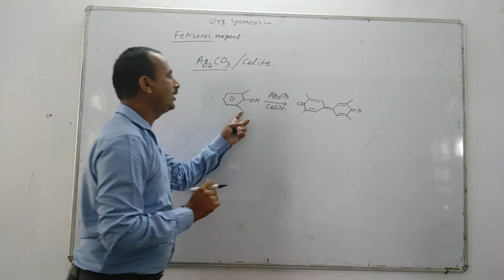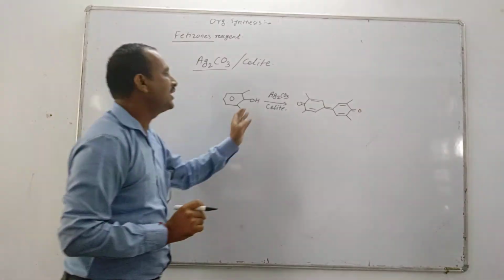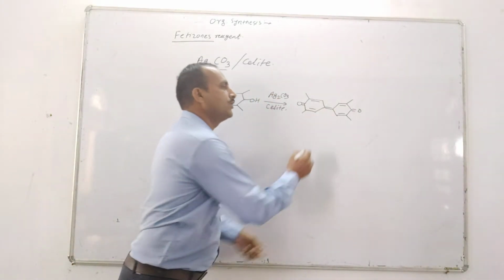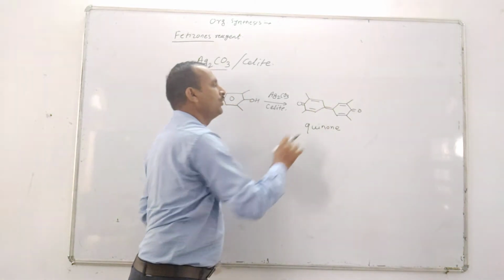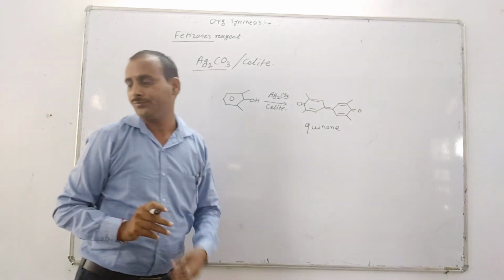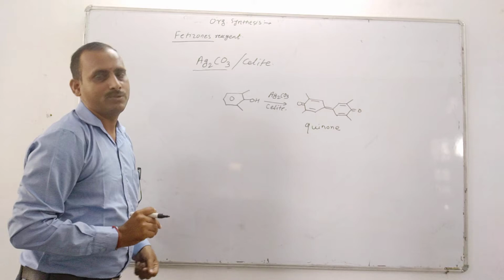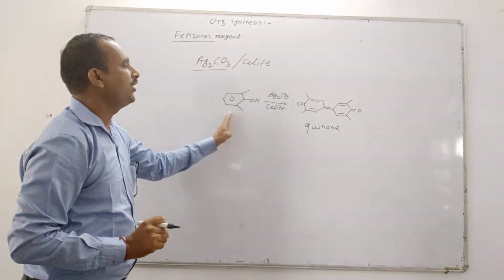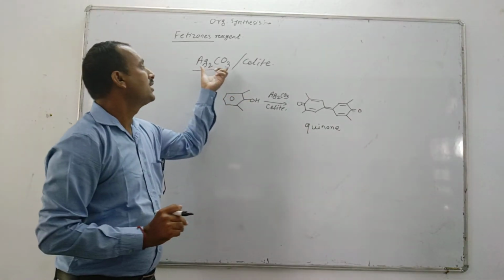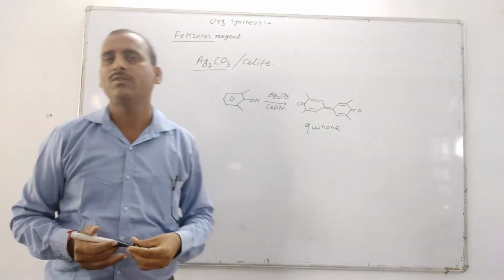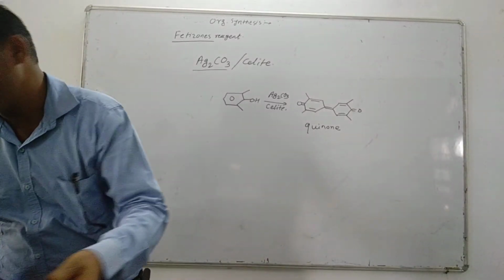Now this phenol, 2,6-dimethyl phenol, on oxidation gives quinone, and the quinone compounds couple to one another. So such a type of phenol is oxidized by a mild oxidizing agent, that is silver carbonate on celite, the Fetizon reagent.